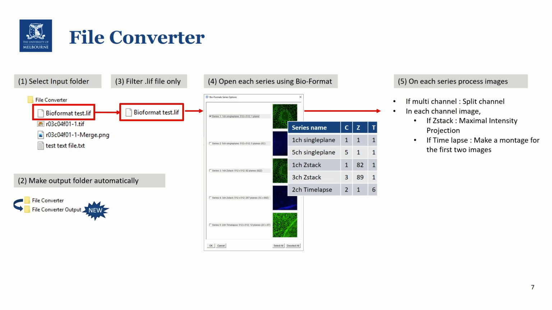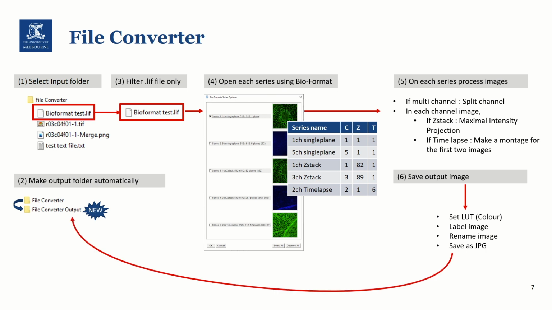For example, if the image has multiple channels, we will first split channels, and if the image is a Z-stack, we will make it into a maximum intensity projection. And if the image is a time-lapse, we will make a small montage using the first two time frames. After this, we will set the color and label each image, rename it, and save as JPEG in the output folder, which we have generated automatically.